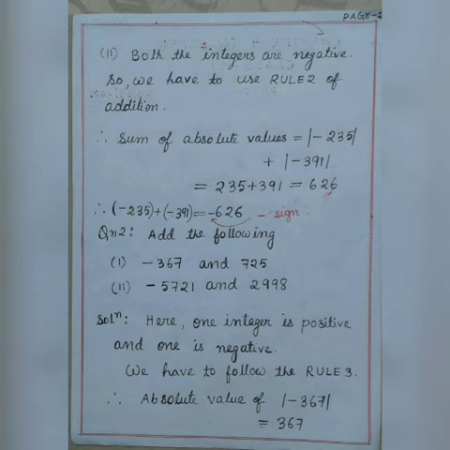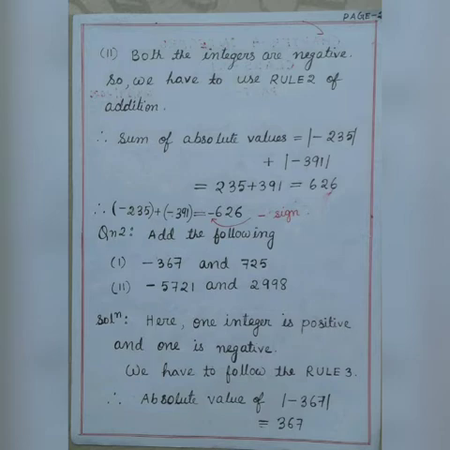Both the numbers are negative, so we have to put a negative sign before the sum of the numbers. So minus 235 plus minus 391 is equal to minus 626. Next, add the following. Question number 1, minus 367 and 725.